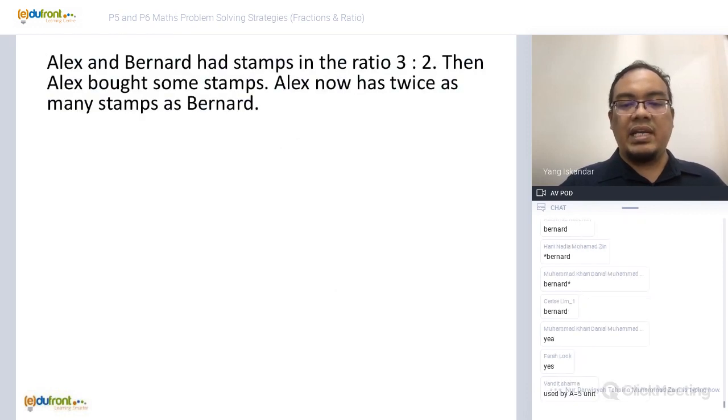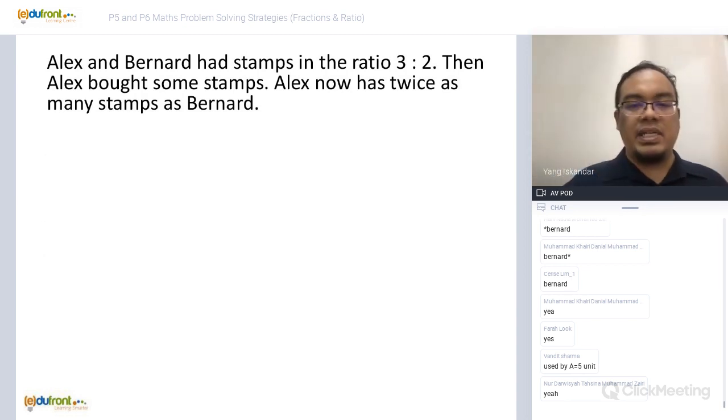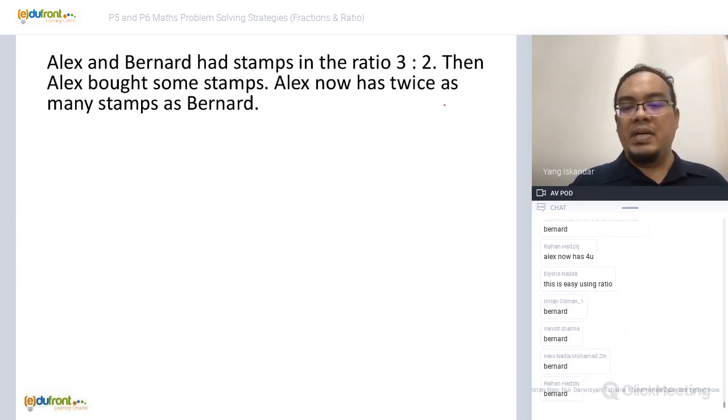Now let's do another question. Okay, slightly more challenging. Alex and Bernard have stamps in the ratio of 3:2. Then Alex bought some stamps. Alex now has twice as many stamps as Bernard. Okay, so now who is unchanged? Bernard is unchanged, right? Why? Because only Alex bought, but there's no change to Bernard.